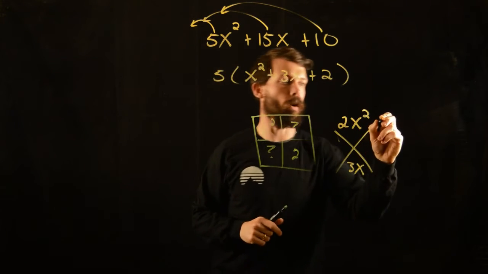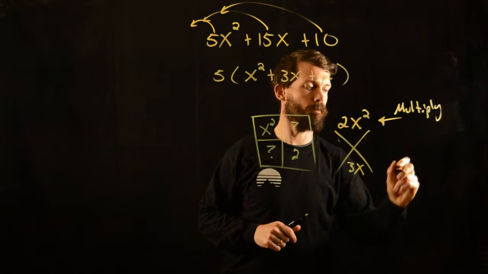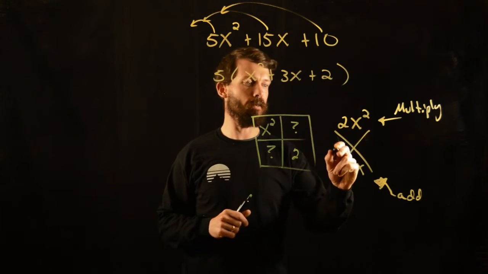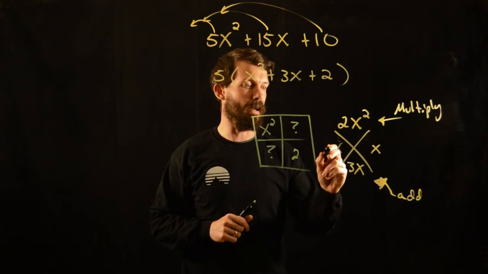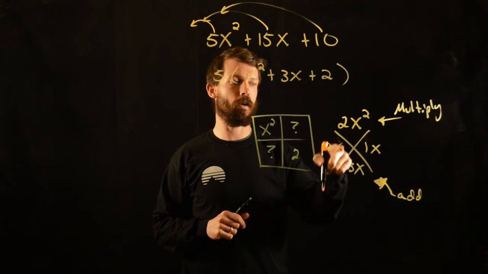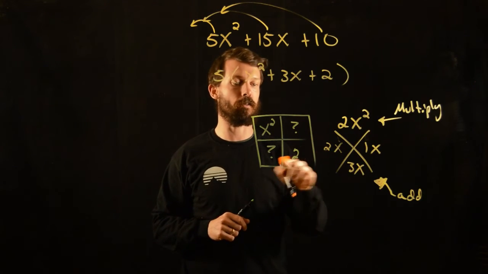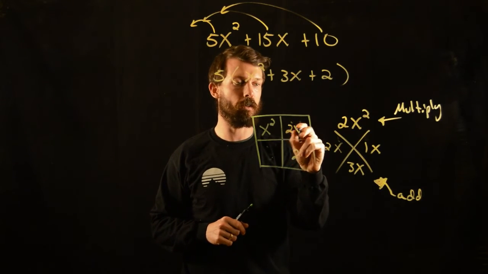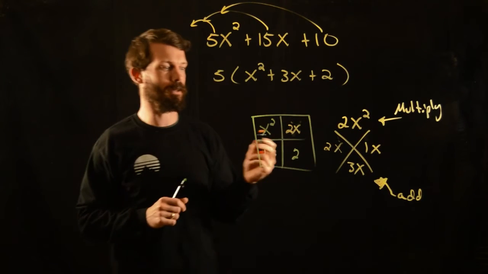Now I have to figure out what multiplies and adds. This one's not too bad, so I know it's definitely going to be an x and an x. And I know it's going to be a 2 and a 1, right? Because 2x times 1x is 2x squared, and 2x plus 1x will give me 3x. So that is the mystery boxes.